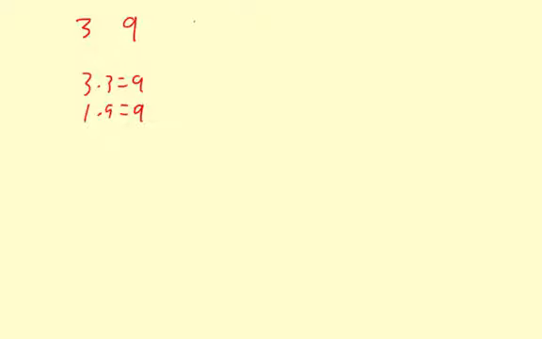Let's look at a little different example. What if I want to find the least common multiple of, say, 5 and 3? Well, in this case, 5 times 3 is 15. 3 times 5 is 15. So the least common multiple of those two numbers is 15.